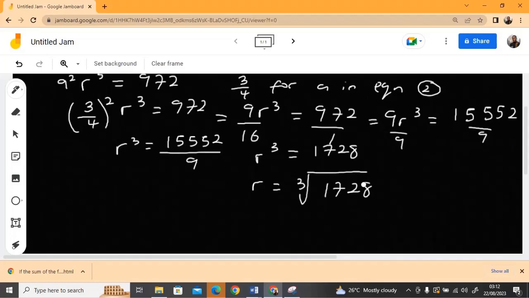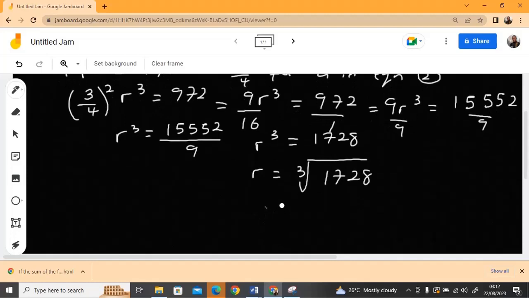Oh my god. Okay, cube root of 1728. It gave me 12. So it means my common ratio here is 12. That is it. That's the final answer. So you can see how sweet this thing is. This is a JAMB question.